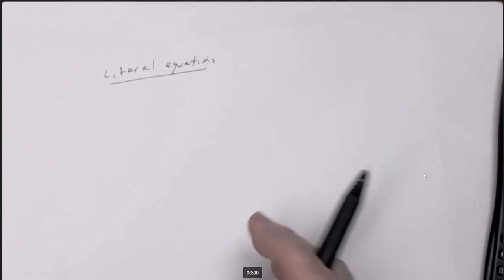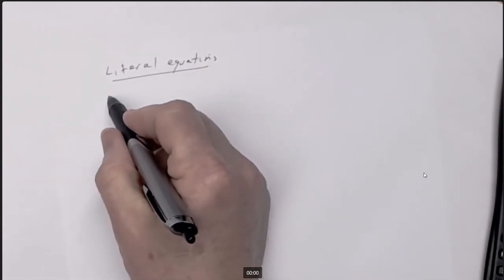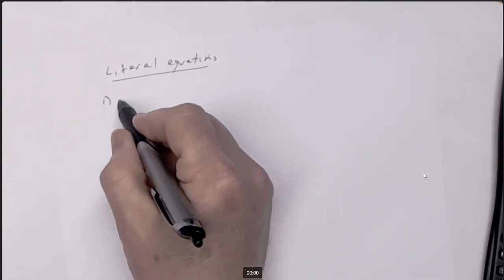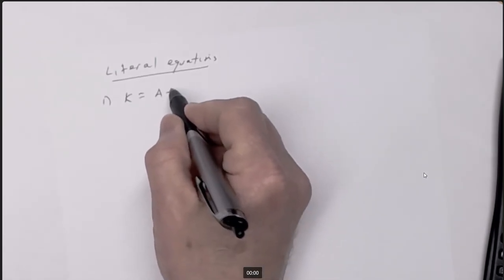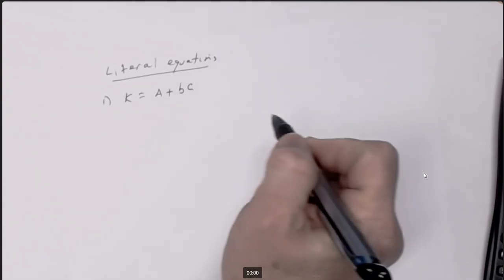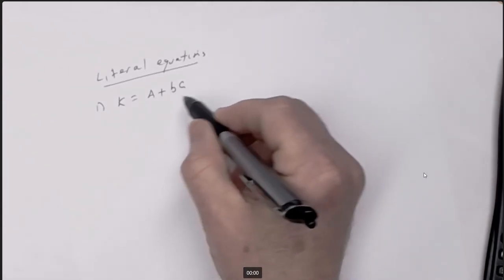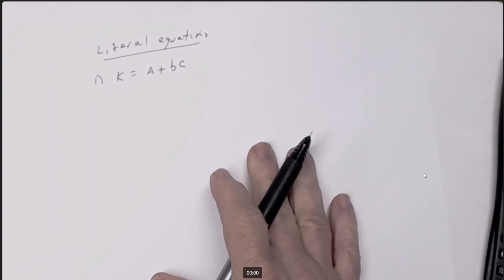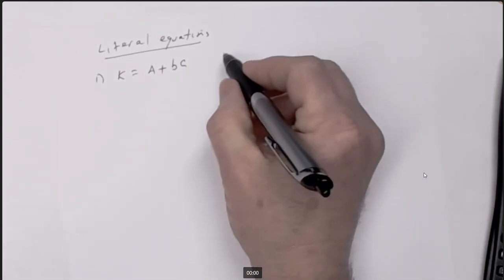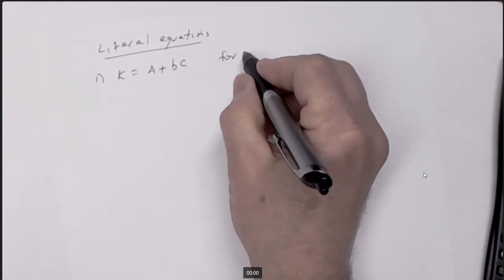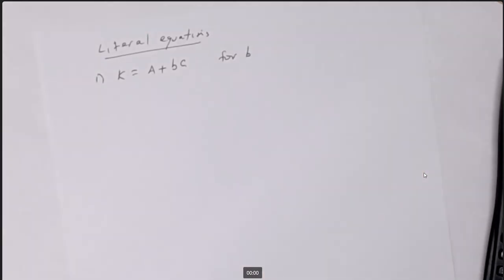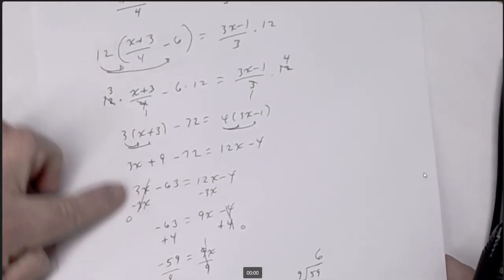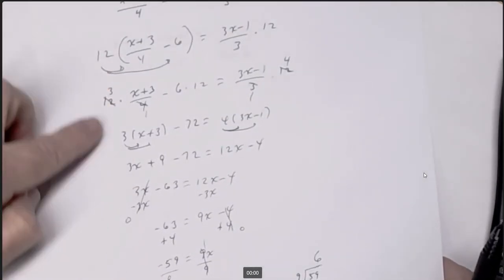Let's say number 1. You have k equals a plus bc, like this. And so notice you have a lot of variables, a lot of letters. And they're going to ask you to solve for a variable, let's say b in this case. And so what you have to do is use the same properties you use here to help you get b by itself.